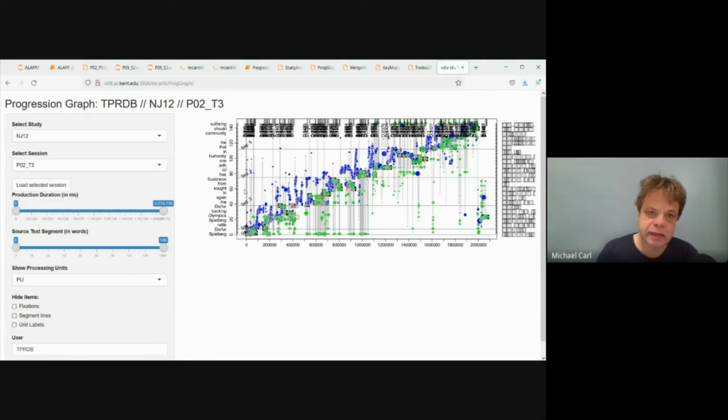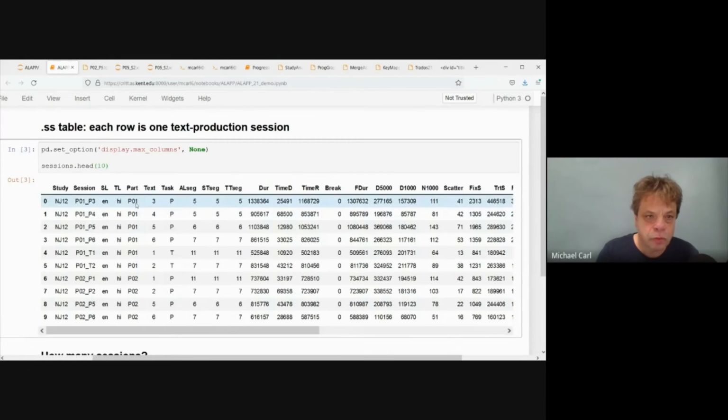So this text has 5 source sentences, right? This is text number 3, and this text number 3 would be shown here. It has 5 segments on the source and the target side, and it shows different types of duration. So this first participant translates this text and uses, how much is this? 1,338 seconds, which is 20 minutes or so, maybe.